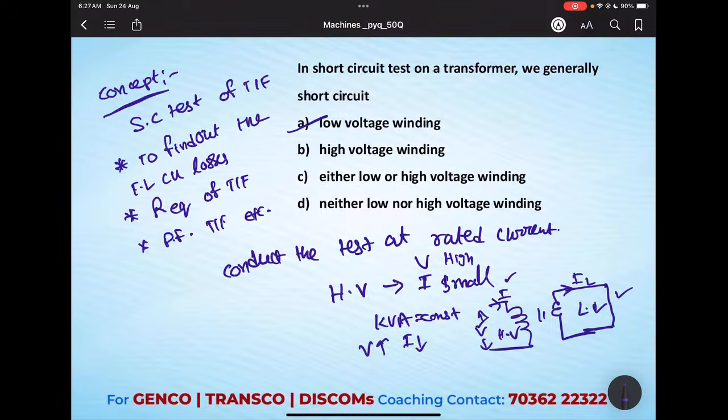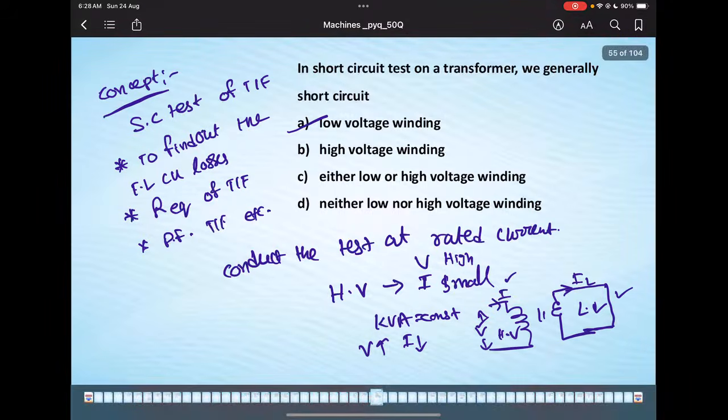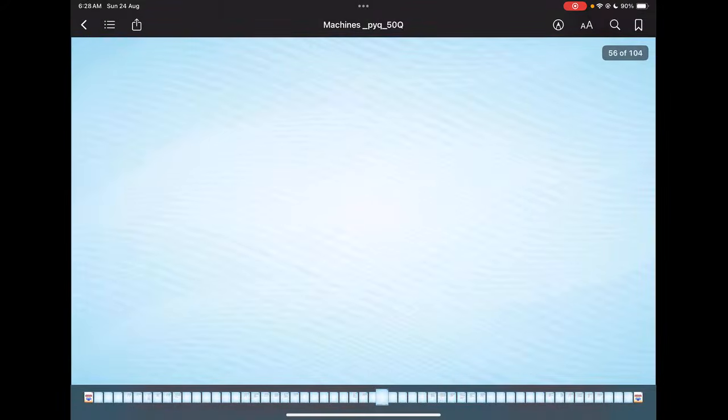Why? Because if you conduct the short circuit test at HV winding, we inject a very small amount of voltage such that rated current flow happens in the LV winding. Is it clear? Okay, we will move on to the next question.